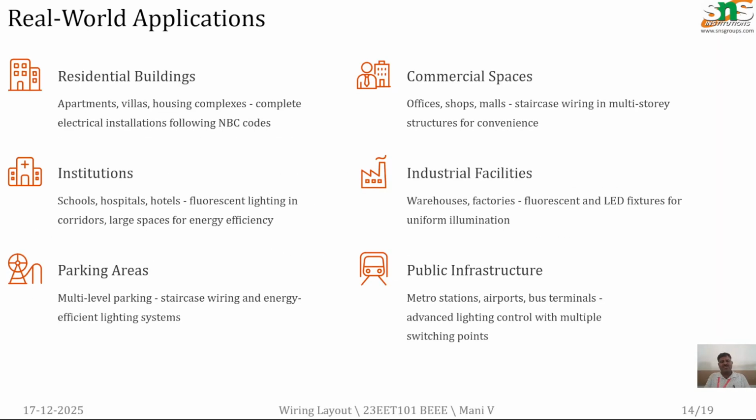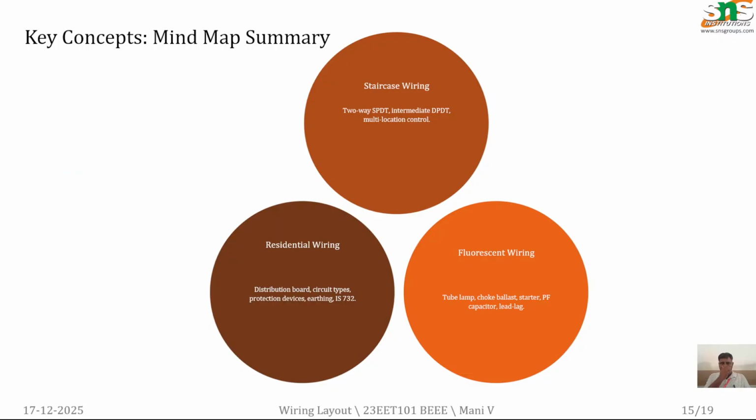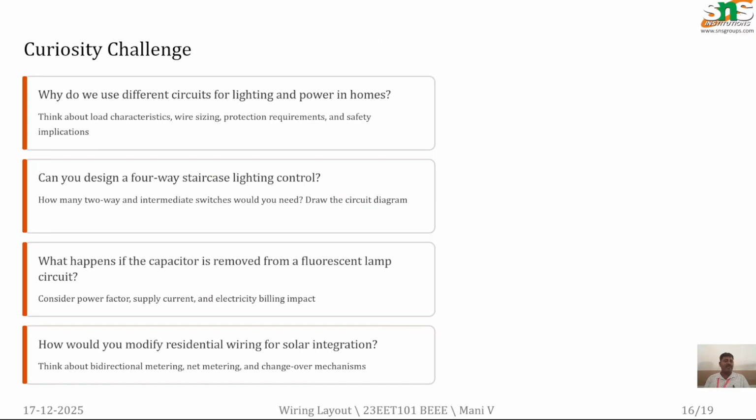These are the main applications of the wiring layout: residential buildings, schools, hospitals, hotels, parking areas, commercial spaces, warehouses, factories, and public infrastructure like metro, train and airport. These are the main applications. So here is a summary map: we discussed the residential wiring system and the staircase wiring system, followed by the fluorescent wiring system.